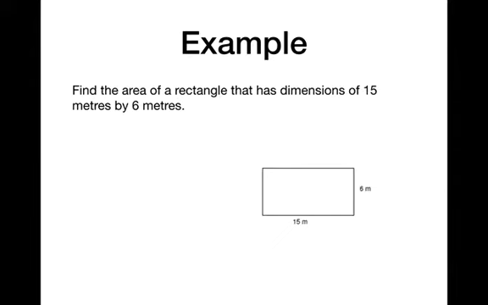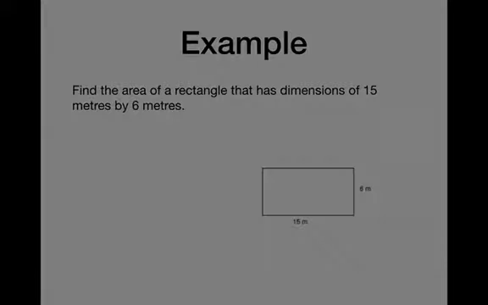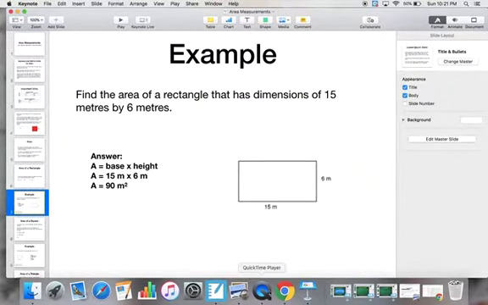Let's run through a quick example. We're asked to find the area of a rectangle that has dimensions of 15 meters by 6 meters. I've given you the diagram there. We can clearly see that this length is 15 meters and this length is 6 meters. We'll switch to the whiteboard and go over those answers.